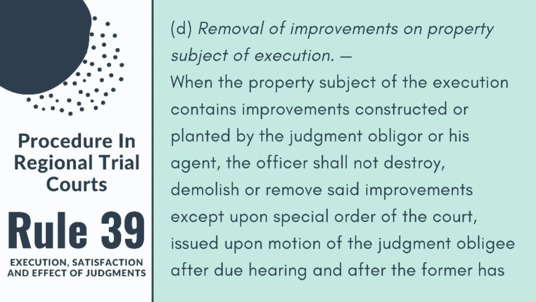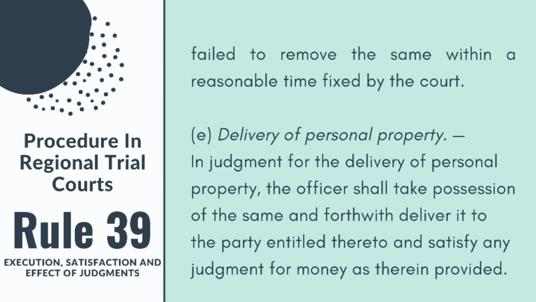D. Removal of improvements on property subject of execution. When the property subject of the execution contains improvements constructed or planted by the judgment obligor or his agent, the officer shall not destroy, demolish or remove said improvements, except upon special order of the court, issued upon motion of the judgment obligee after due hearing, and after the former has failed to remove the same within a reasonable time fixed by the court.